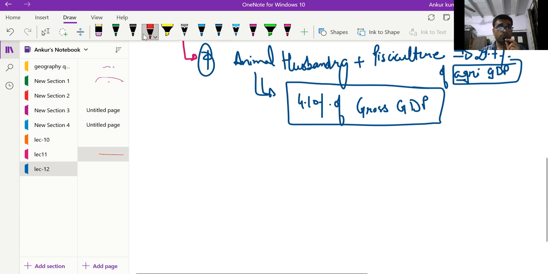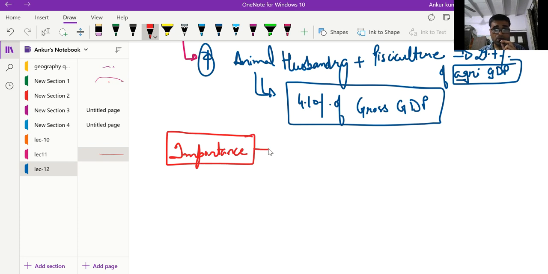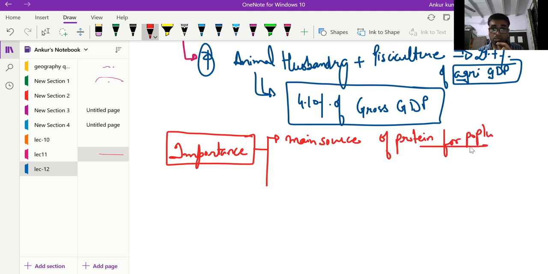Now let us see the importance of these livestock resources. They are the main source of protein for the Indian population. Why? Because the Indian population is largely vegetarian, and for a vegetarian population most of the demand for protein is fulfilled from either meat, eggs or milk. So this is the first importance.